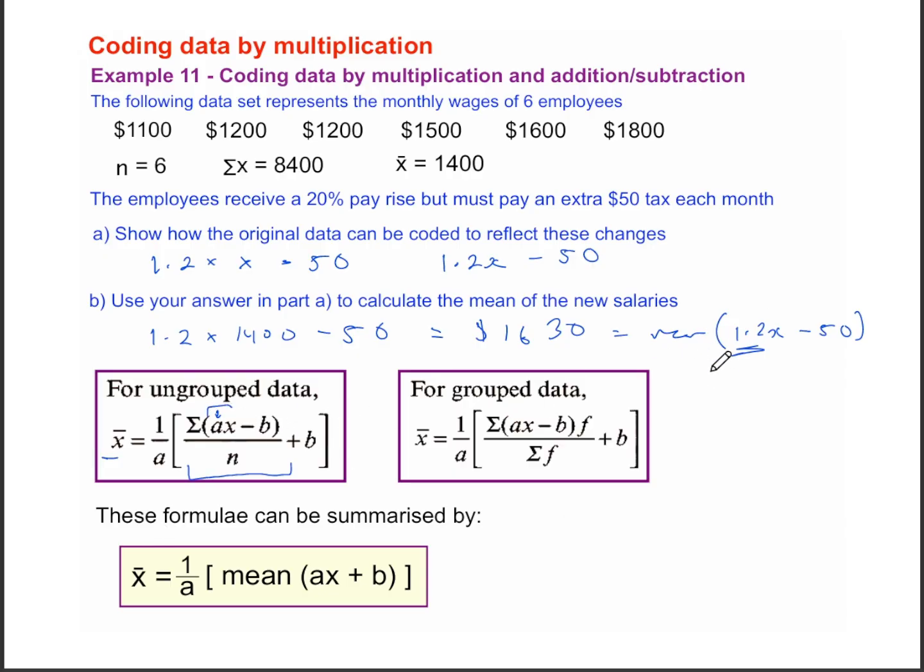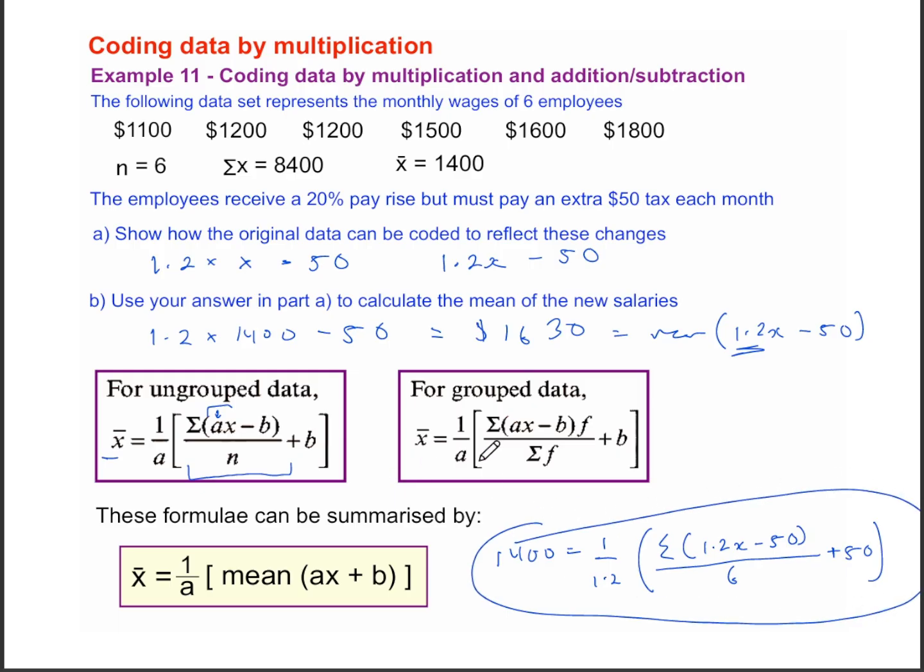So in our example, obviously we did have ungrouped data. As we see, there are no classes. What this would look like is the following. 1,400 is equal to 1 over 1.2 times the summation of 1.2x minus 50 divided by the total number, which was 6, plus 50. That's what that would look like.